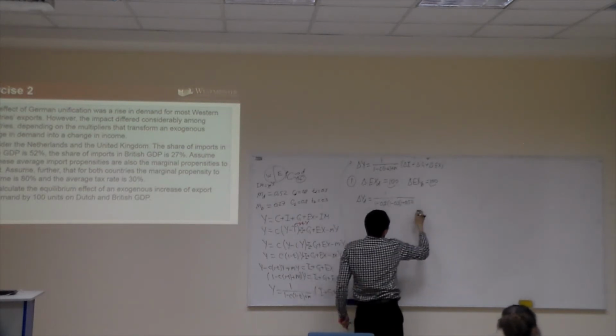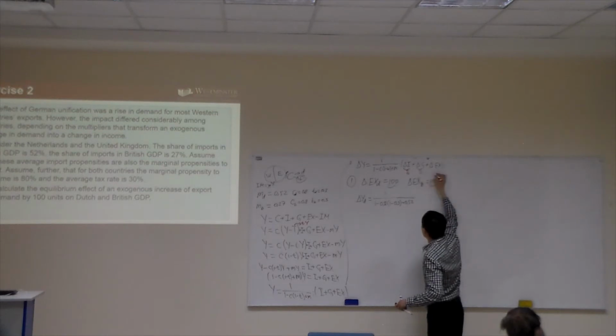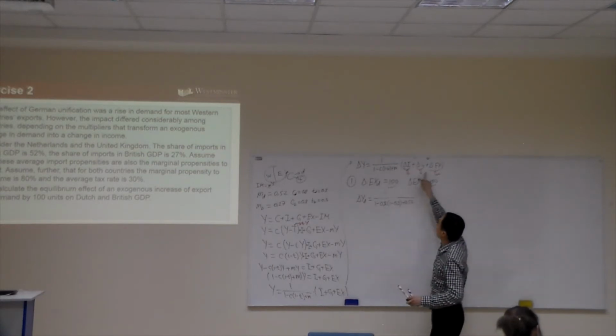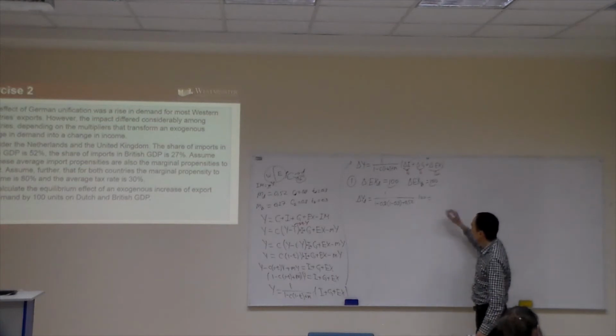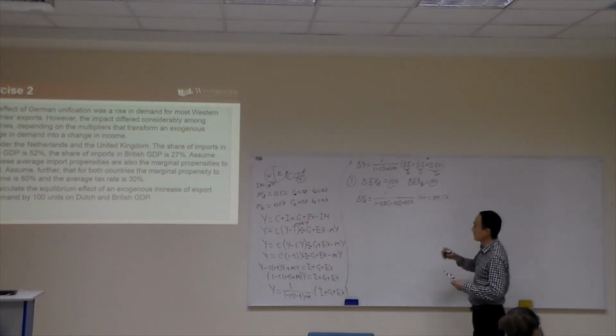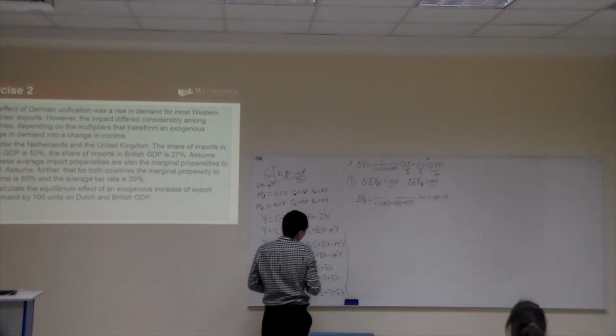Times, there is no change in investment. There is no change in government spending, but there is a change in export, which is 100. Which means this multiplier times 100. If you calculate it, it is equal to 104.17. Yes. Okay? So now we need the 17 number because we have to do something else. I think that 17 is important today.